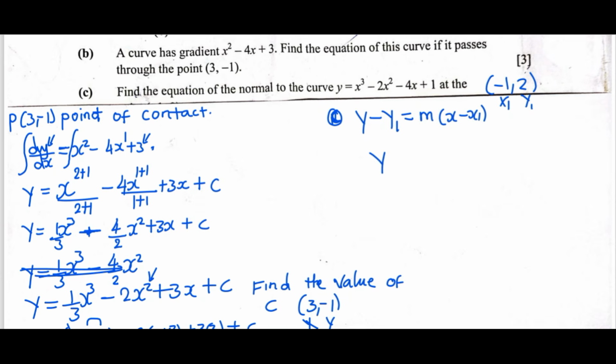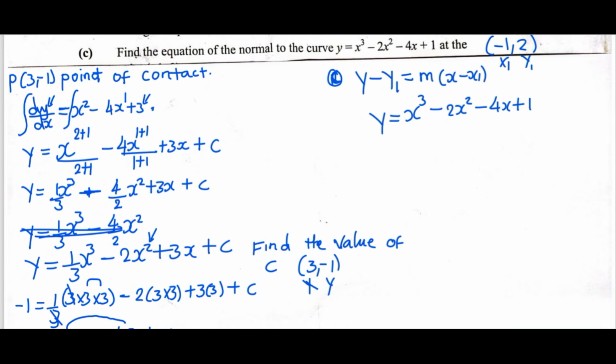The equation of this particular curve is y = x^3 - 2x^2 - 4x + 1. We are going to use the power rule. We are going to differentiate y with respect to x, so this will be dy/dx. How do we differentiate using the power rule? We bring down the power, so this will become 3x. After we bring down that power, we subtract 1.